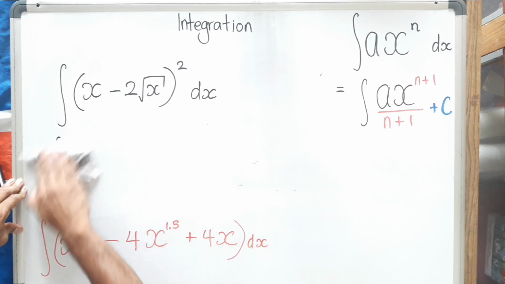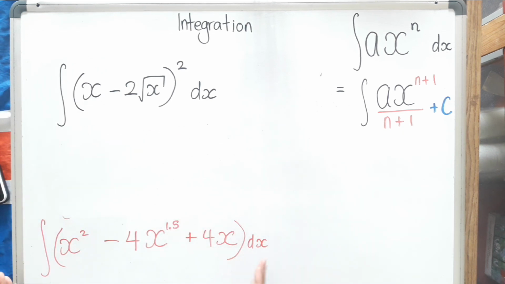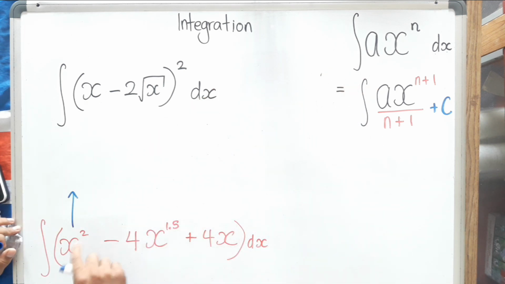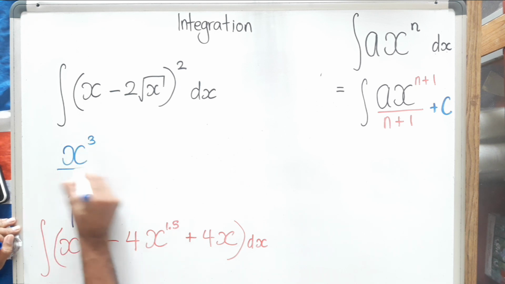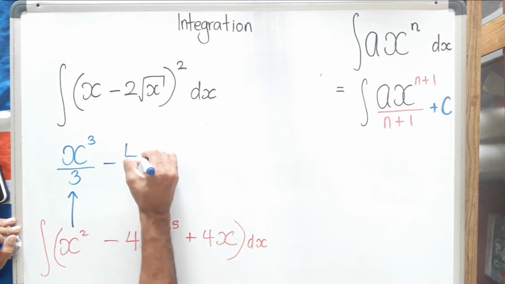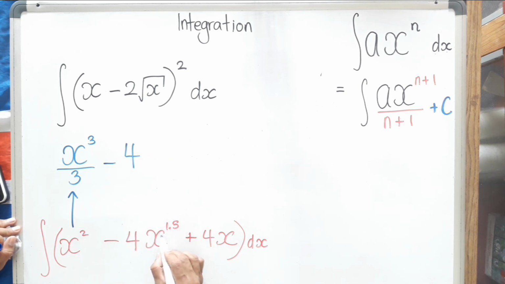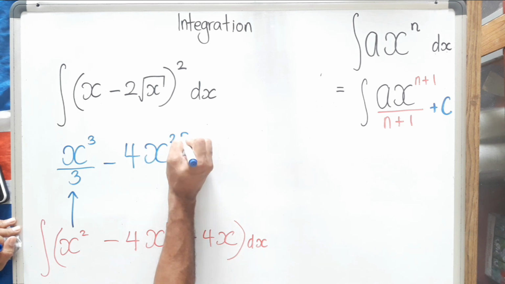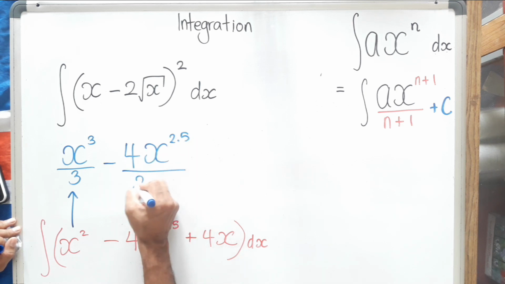Alright. So I'm going to integrate this and put the answer on top. Let's integrate it. We're using these formulas. We add 1 to the power. 2 plus 1 is 3. Divide by the new power. Minus 4. Add 1 for the x here. Add 1 to the power. You will get 2.5. You divide by the new power.